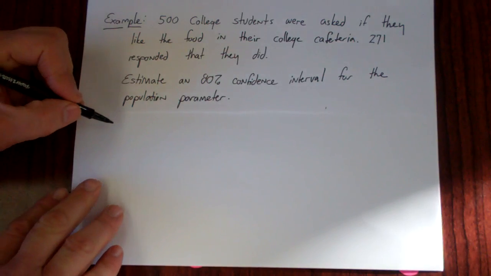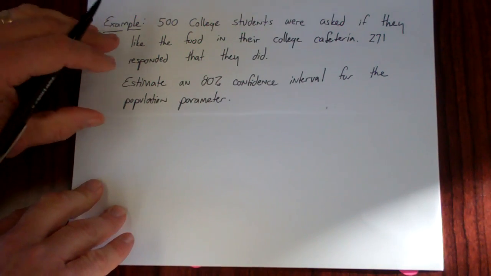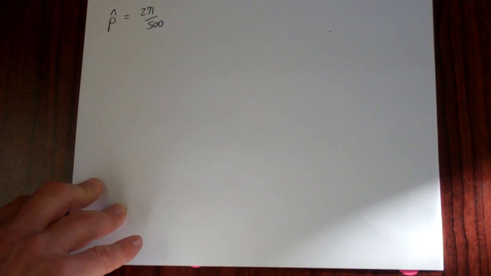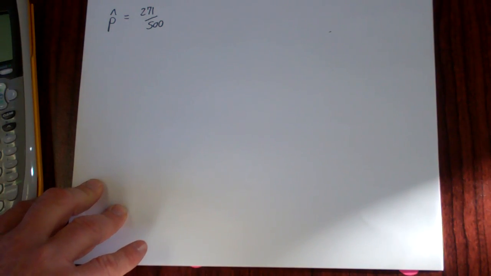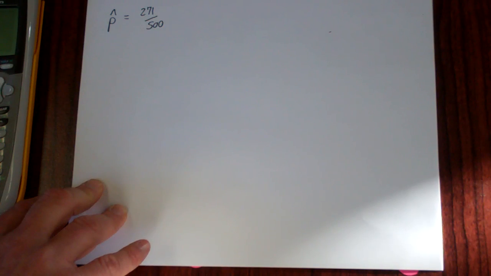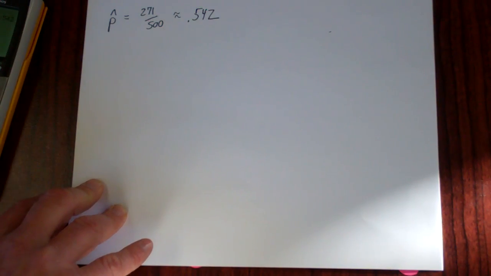So the first thing we think about is p hat. P hat here is going to be 271 divided by 500. Let's do that on a calculator really quick. That's 271 divided by 500, or 0.542, we'll say. Let's go to 3 decimal places.